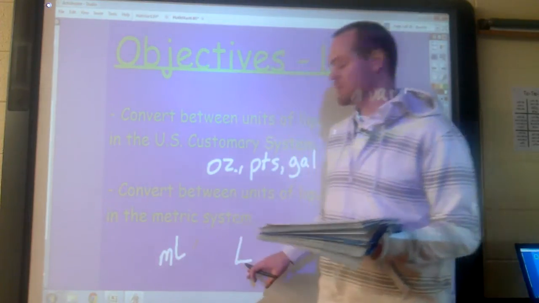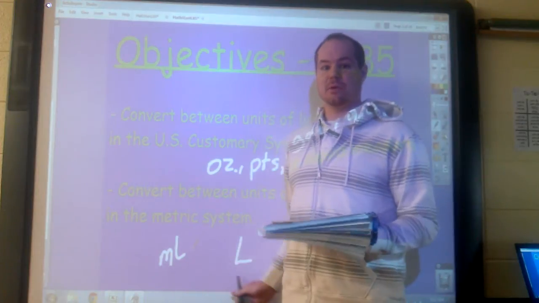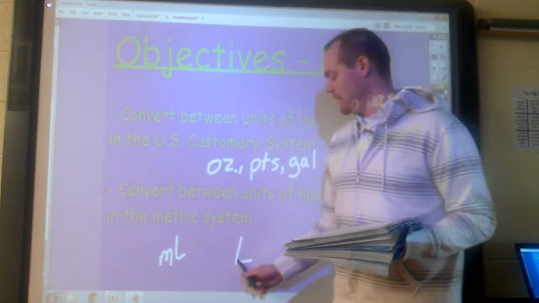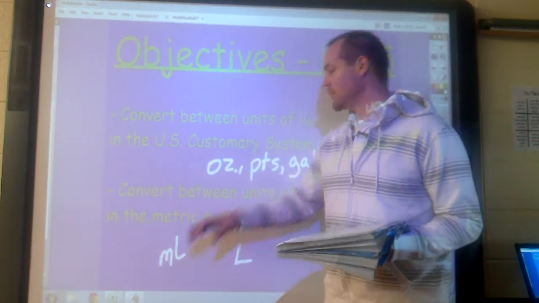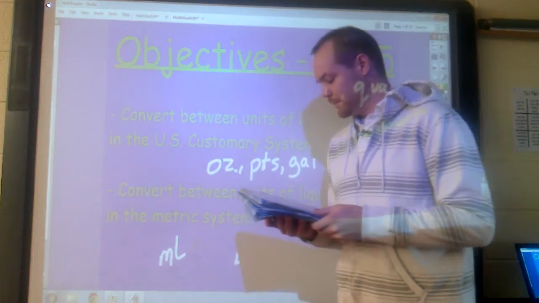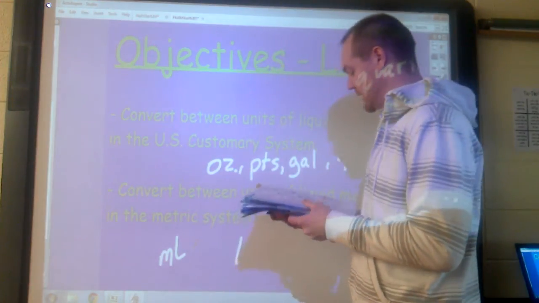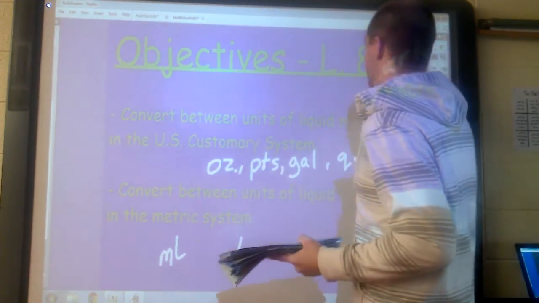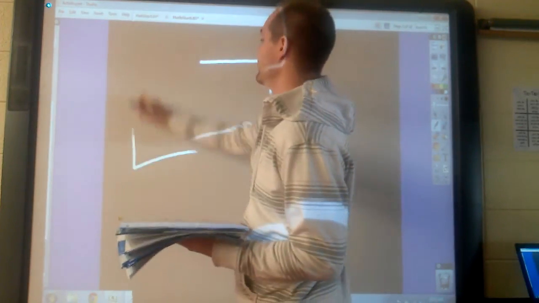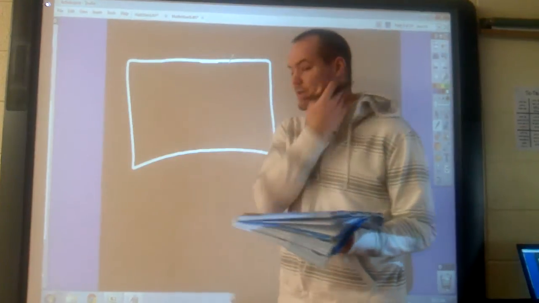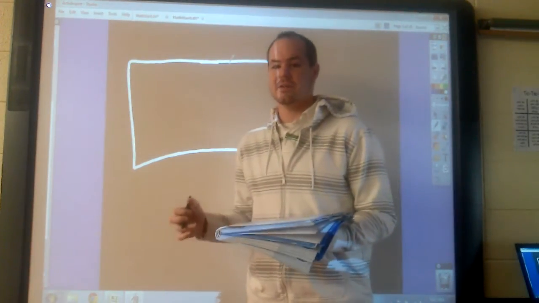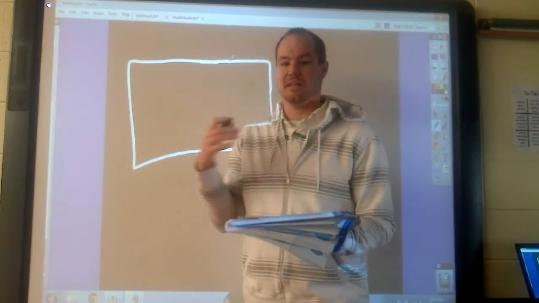Now, if it's in the metric system, we typically will convert from units of volume or units of liquid. We won't go from the metric system to the United States system, at least not this year. There's a table found on page 554. That table will be relatively important. We'll probably need to go back to it every now and then. I'm not going to write down the metric system because the only two units we're going to deal with are milliliters and liters. There are 1,000 milliliters in a liter.